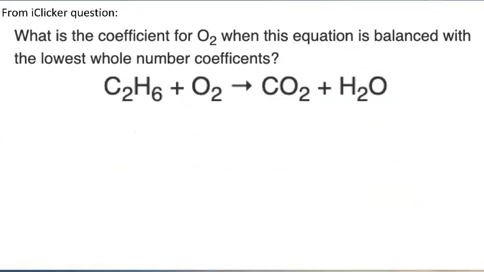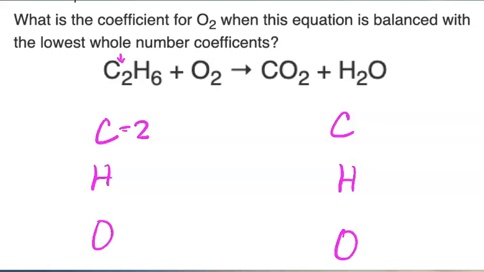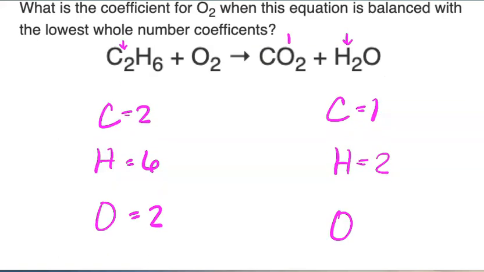Okay, we want to do the same thing we've been doing the whole time. We want to say carbon, hydrogen, oxygen, carbon, hydrogen, oxygen. Carbon, we have 2. Hydrogen, we have 6. Oxygen, we have 2. On the other side, carbon, we have 1. Hydrogen, we have 2. And then oxygen, we have 2 plus 1. All right. Now, what we can see is that nothing matches.